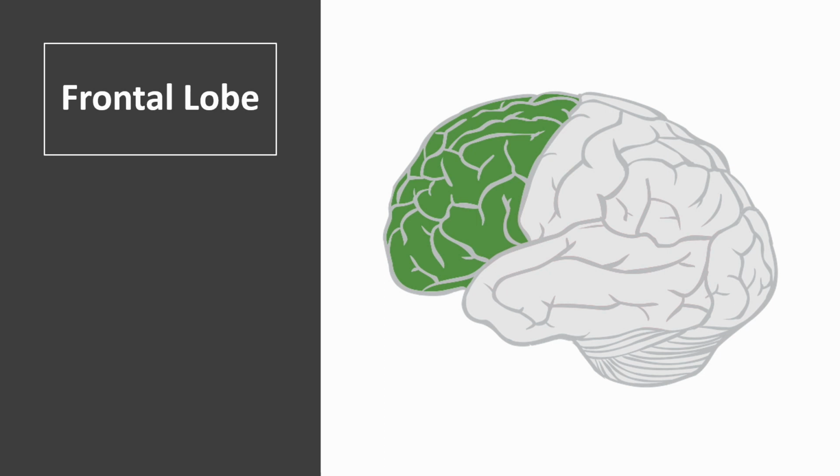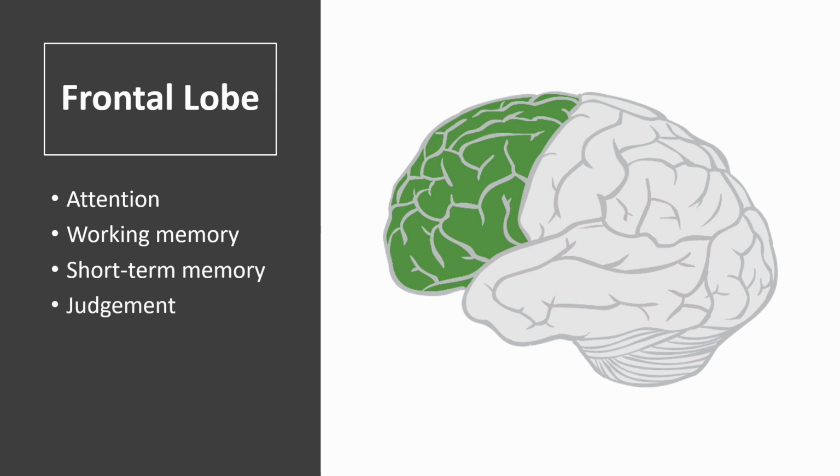And if you don't know, the frontal lobe is responsible for a variety of different things. Our attention, our working memory, our short-term memory, our judgment, as well as impulse control and decision-making. So the idea here is basically that adolescents might be more impulsive, might have a harder time making long-term types of judgment or long-term types of decision-making because of a lack of maturity in the frontal lobe.